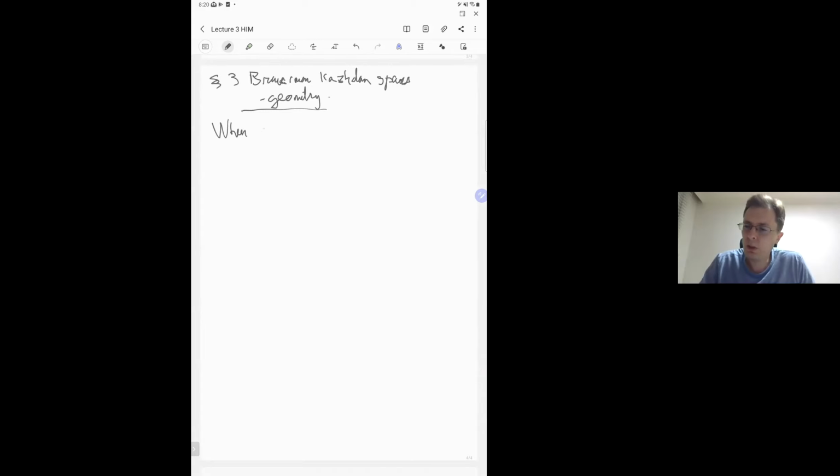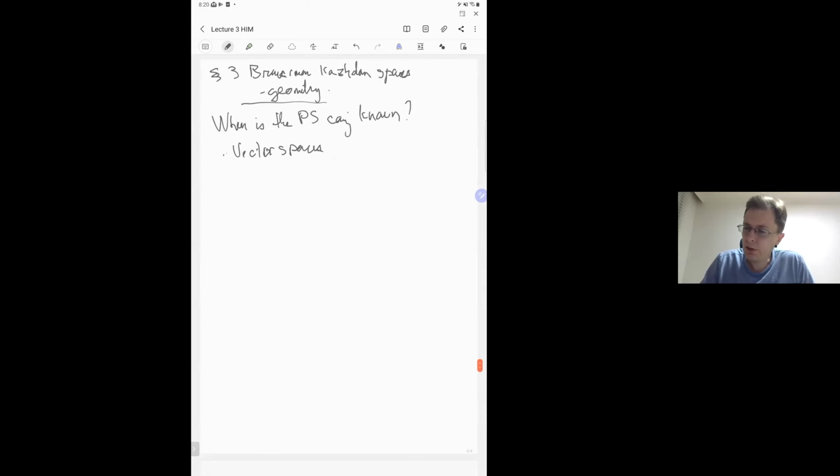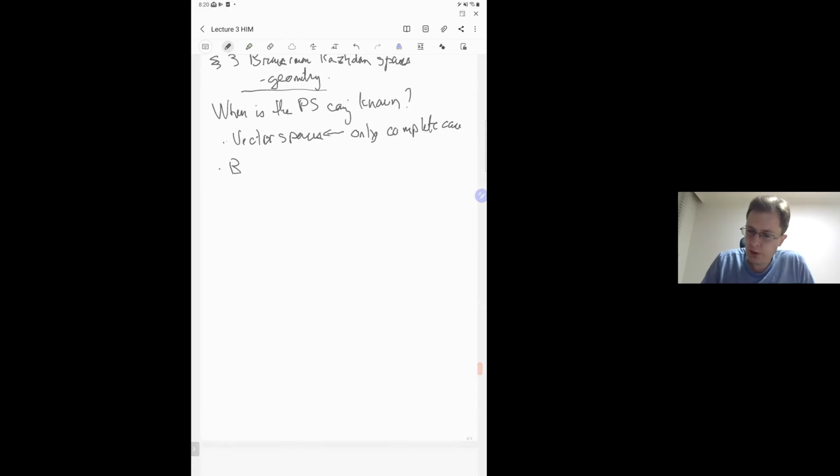So let me start by saying, when is the Poisson summation conjecture known? Or in what context, maybe, is a better way to say it. So certainly vector spaces we're good with. And this is essentially the only case with complete understanding. All right. The second case, which is second best in our understanding, is Braverman-Hausdorff spaces, which I'll define in a moment. They're also called pre-flag varieties.